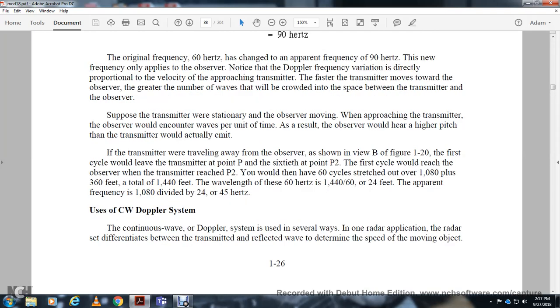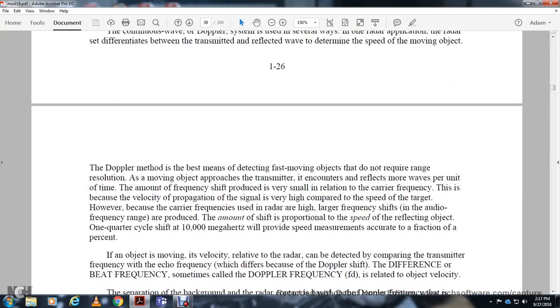The continuous wave Doppler system uses the transmitted wave from the radar set. The difference between the transmitted and the reflected wave determines the speed of the moving object. The Doppler method is best suited for detecting fast moving objects that do not require range.